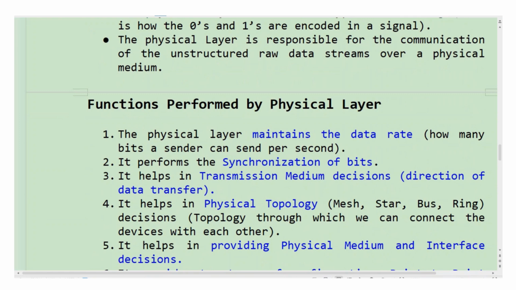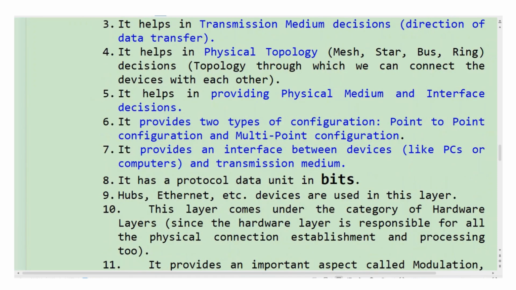It provides an important aspect called modulation, which is the process of converting the data into radio waves by adding the information to an electrical or optical signal. Line configuration, point-to-point configuration. In point-to-point configuration, there is a line that is fully dedicated to carry the data between two devices. In a multi-point configuration, there is a line through which multiple devices are connected.